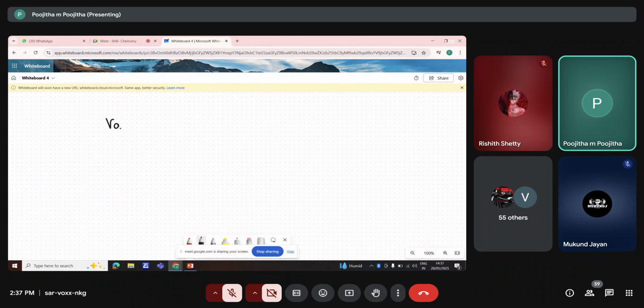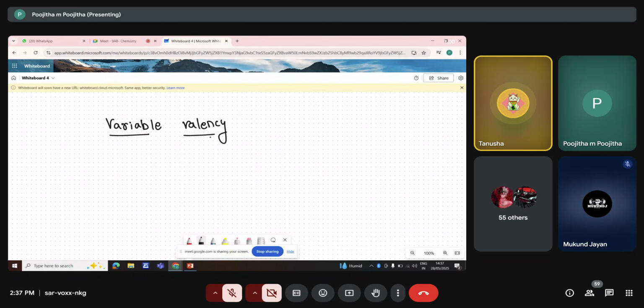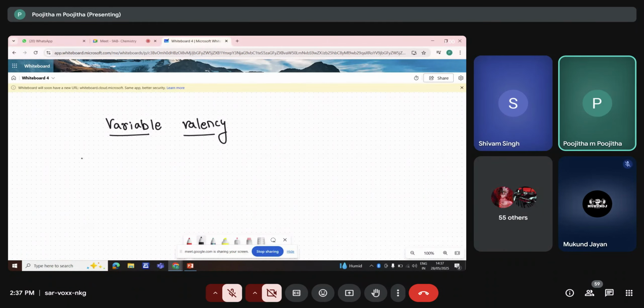Variable valency. So which elements show variable valency? Copper, we will write copper, iron, lead, gold.